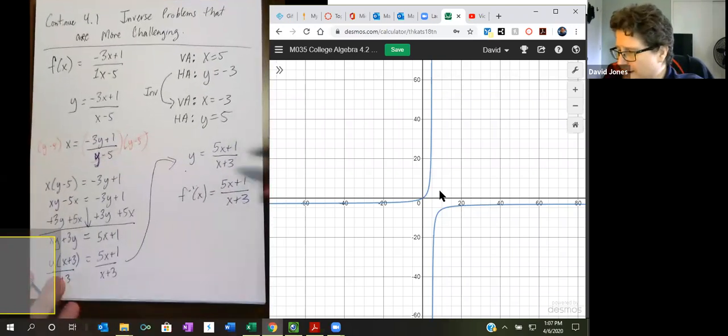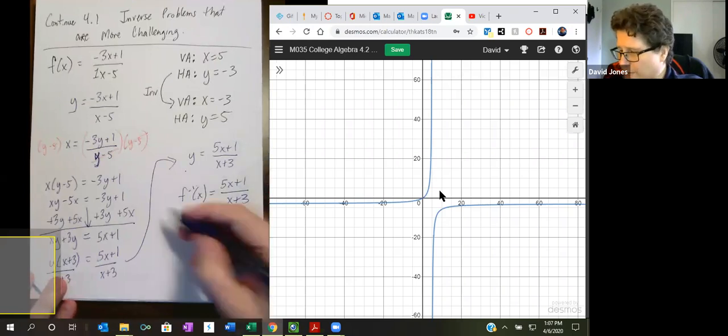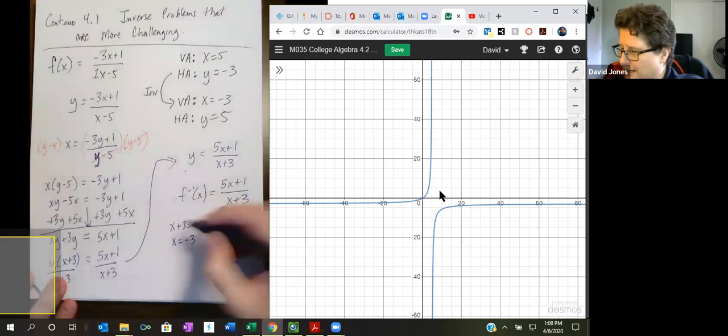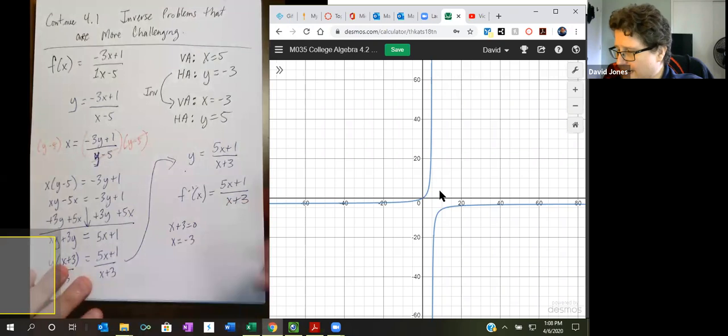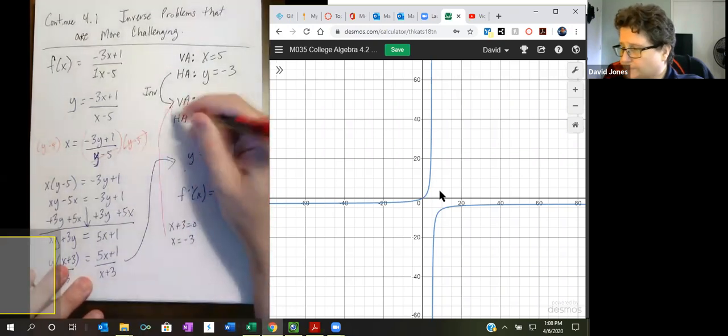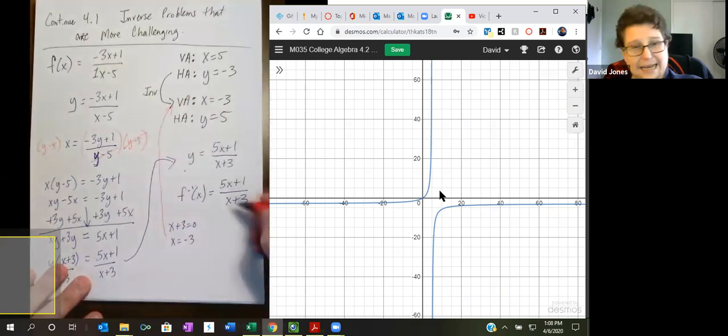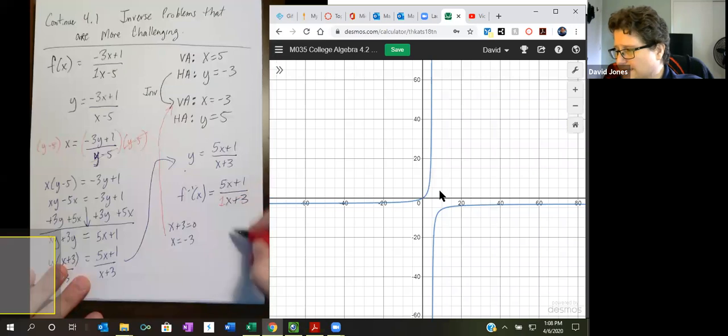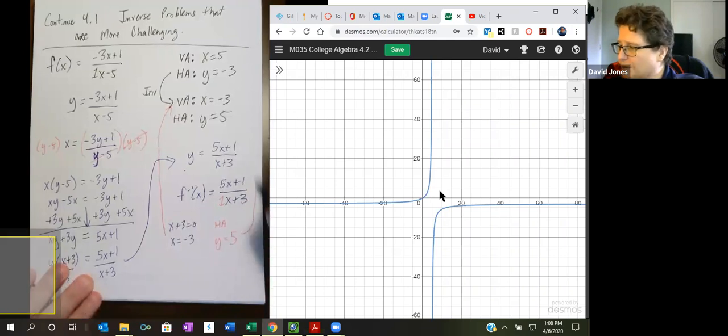The denominator is where we have a vertical asymptote. If we solve this, x plus 3 equals 0, we get x equals negative 3. Just like I indicated was going to happen. They again have the same degree. So we look at the leading coefficients, 5 over 1. We have a horizontal asymptote at y equals 5 over 1. Also what we said up there.